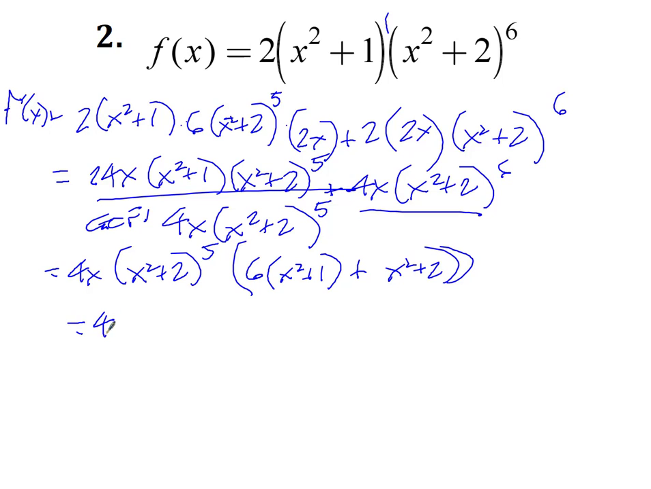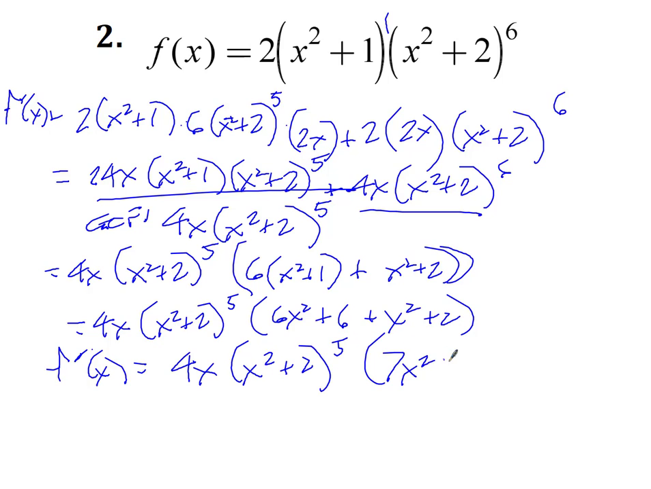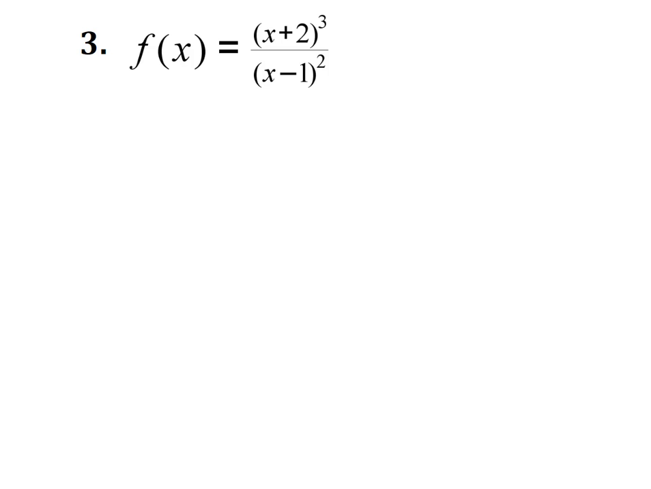Let's simplify this out. It gives me 6x squared plus 6 plus x squared plus 2. And so my derivative is going to be 4x times (x squared plus 2) to the 5th times (7x squared plus 8). Ta-da! Nice. Okay. And let's do one more example.